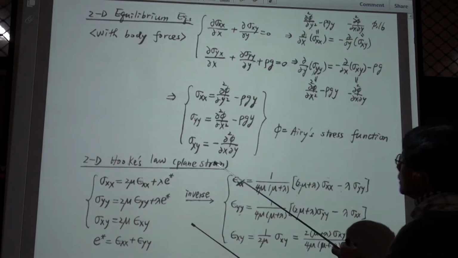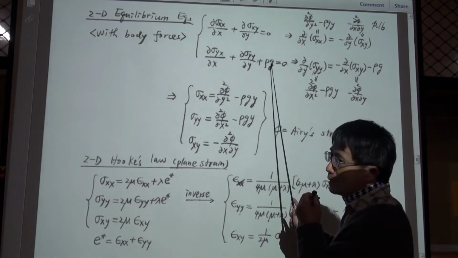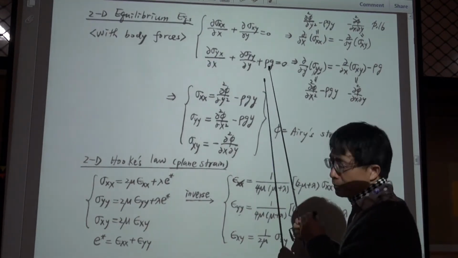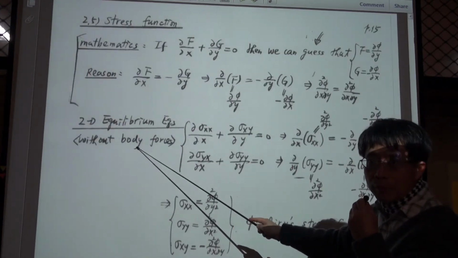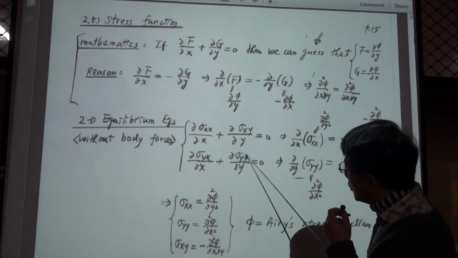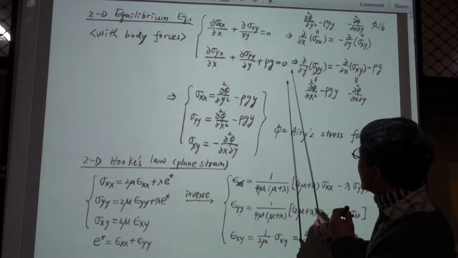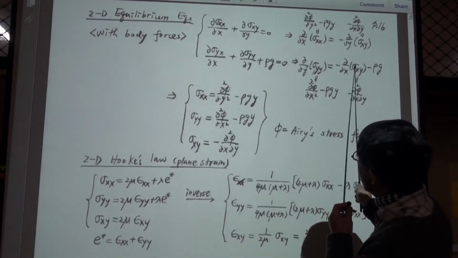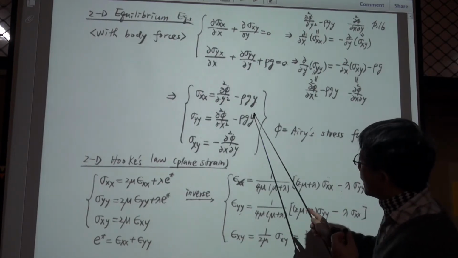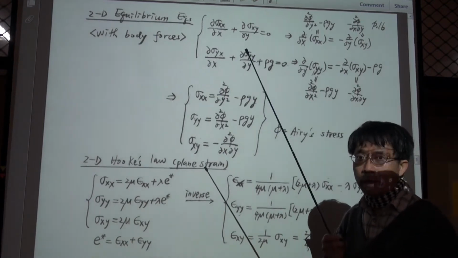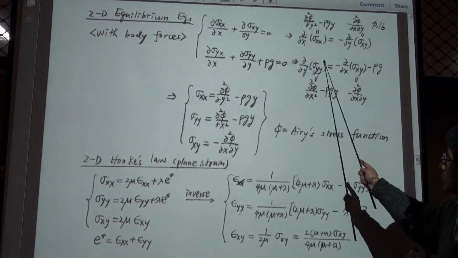Now we can do a similar thing. See the equilibrium equation with body force like this. This is the gravitational force. See, in this equation, before we had no body force, so we have no body force here. In this equation, we have the body force. But I just want to mention that the same mathematical game can be carried out to obtain this set of expressions. This is low difficulty, you check it by yourself.